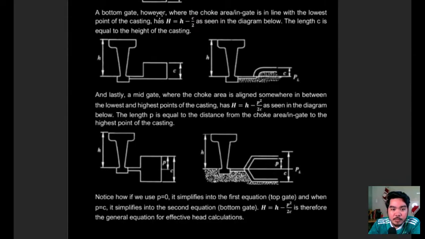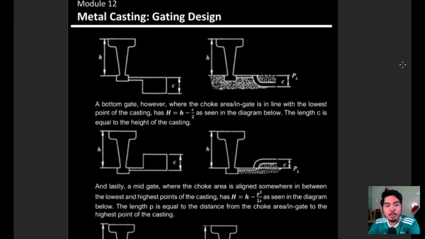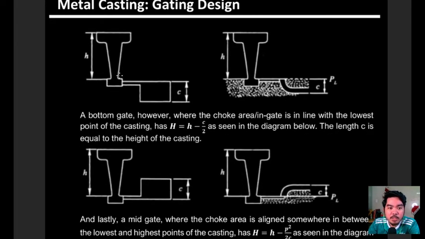Okay? Pero there are some considerations that we need to take when we compute for the effective metal head. Okay? So first is, kung meron tayong tinatawag na top gate system. So a top gate system is where, if you look at again, yung choke area kasi natin is the bottom of the sprue, no? Ito yung area at the bottom of the sprue. So this is your AC or choke area. If you look at where the choke area is, essentially the same level as your runner and the gate system. Okay? So if it is level with the top of the casting, then we call this a top gating system.